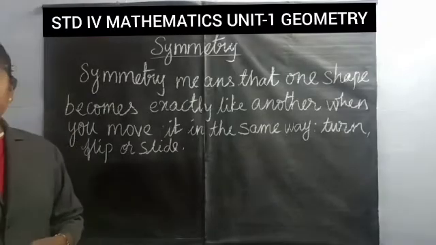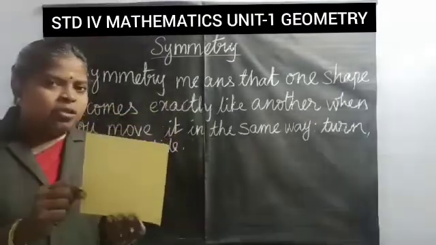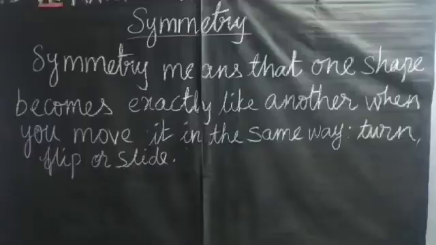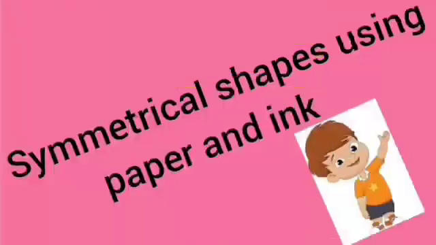Example, we can take square shape. Look at here. If you turn it also, what will you get? You will get square shape. We can create symmetrical shapes using paper and ink.